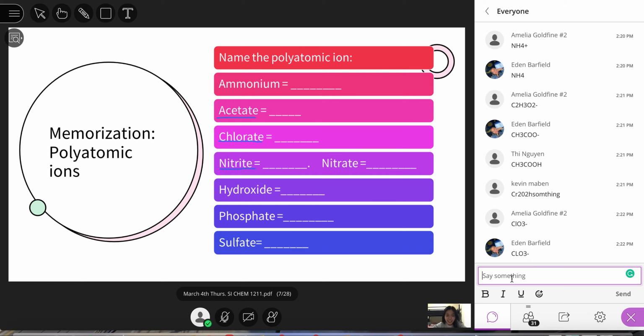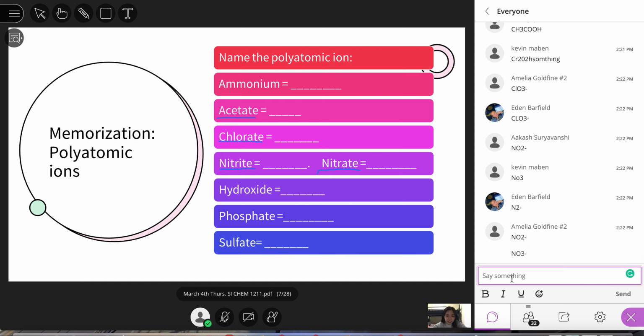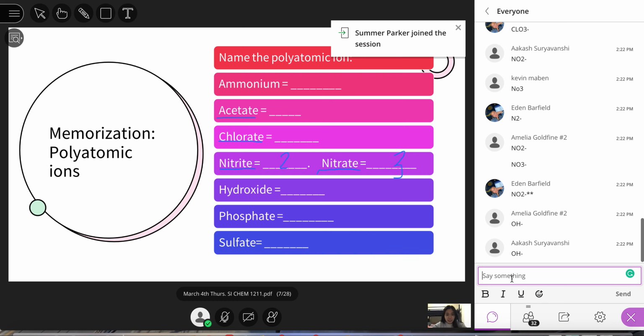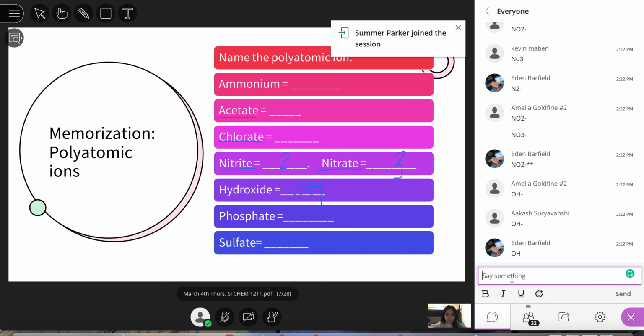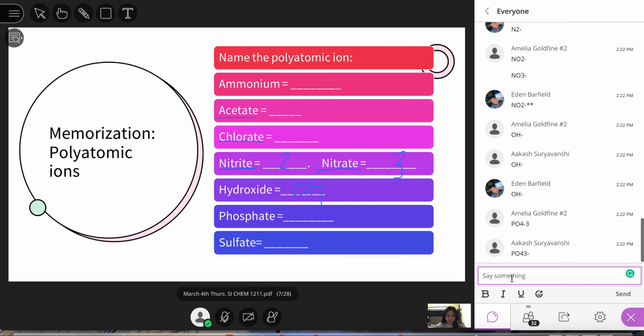Okay, well, let's go to nitrite and nitrate. What are those? NO2 minus, NO3 minus. Okay, yep, that's right. Just make sure you know that nitrite is 2 and nitrate is 3 on the bottom of the NO. And then what about hydroxide? OH minus, yep. And then phosphate. Very good.